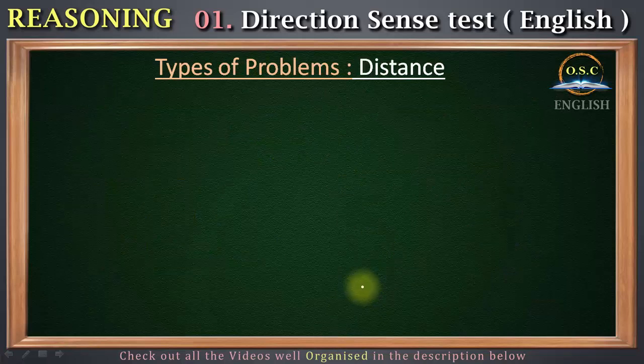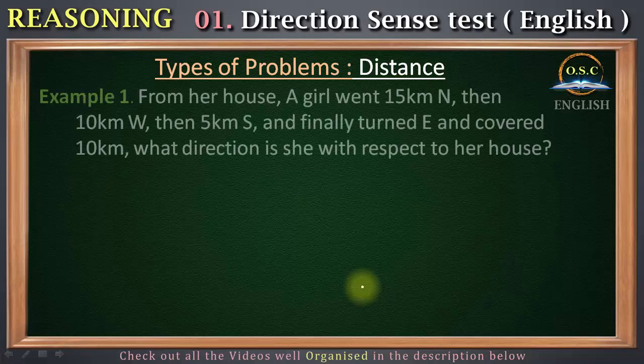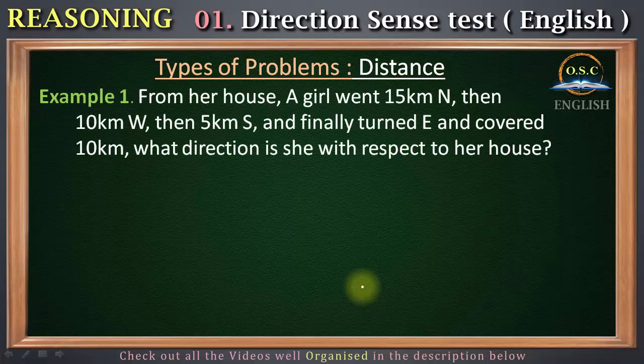Okay, let's now talk about the problems about distance. I mean the kind of problems we are given about distance. So first thing is, from her house a girl went 15 kilometers towards north, then 10 kilometers west, then 5 kilometers south, and finally turned east and covered a distance of 10 kilometers. What direction is she with respect to her house? As I told you guys, whenever we have this thing with respect to, be very careful about it, because you know a lot of students get confused about it. Let's try to solve this.